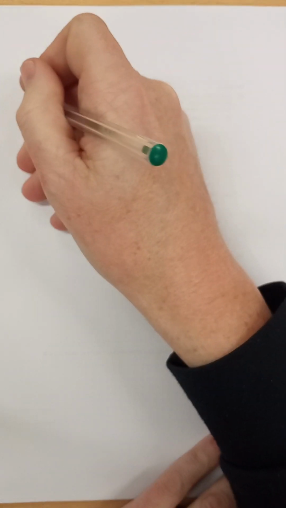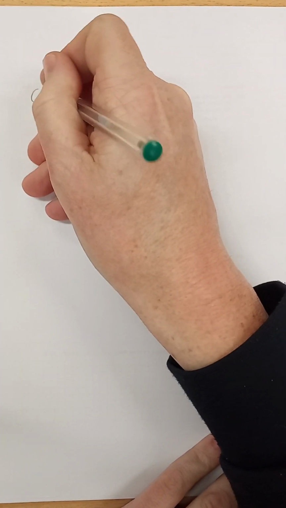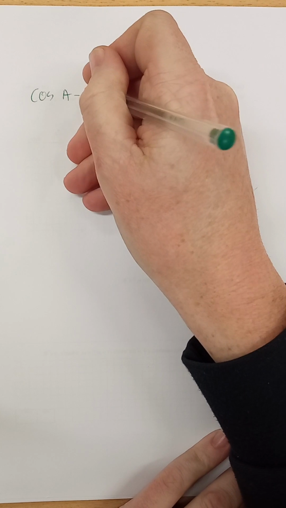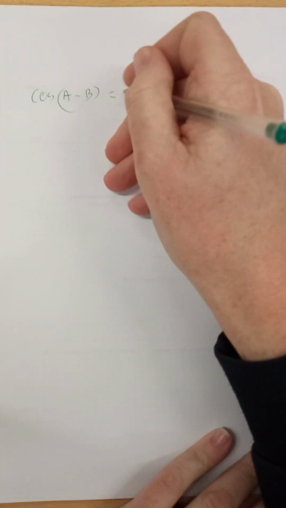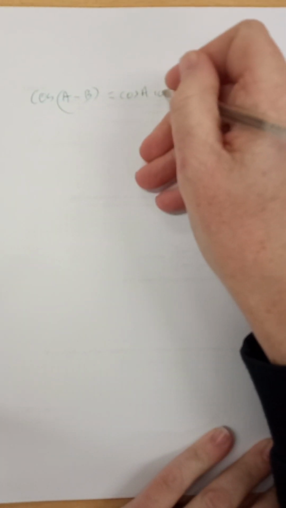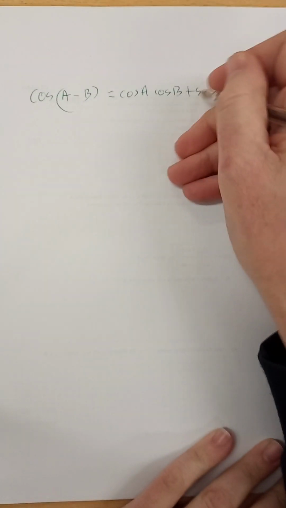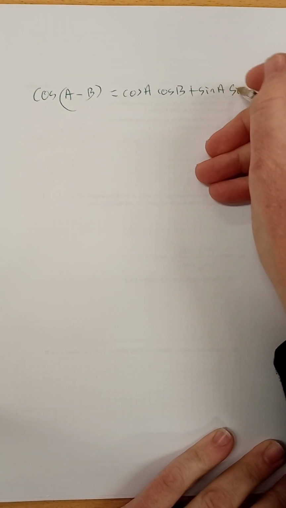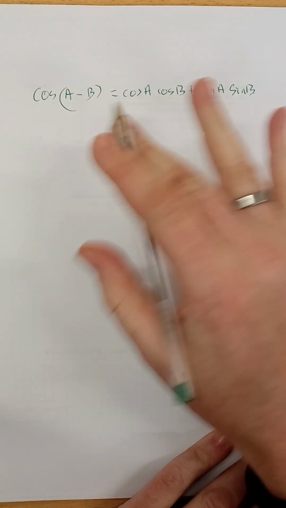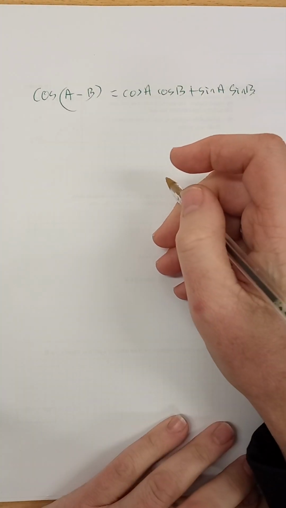All right, so we're going to have a look at compound angles. The first one obviously we're going to do is to prove, and this is the most important one to prove, that the cos of A minus B is equal to the cos of A by the cos of B plus the sine of A by the sine of B. Okay, it's the most important one to prove. So this is the one we prove.